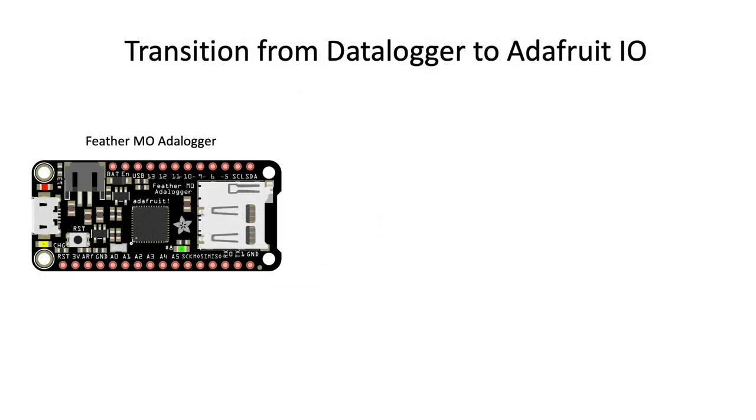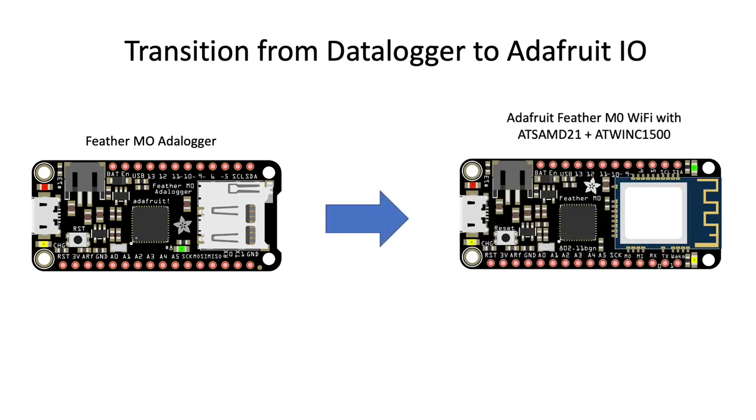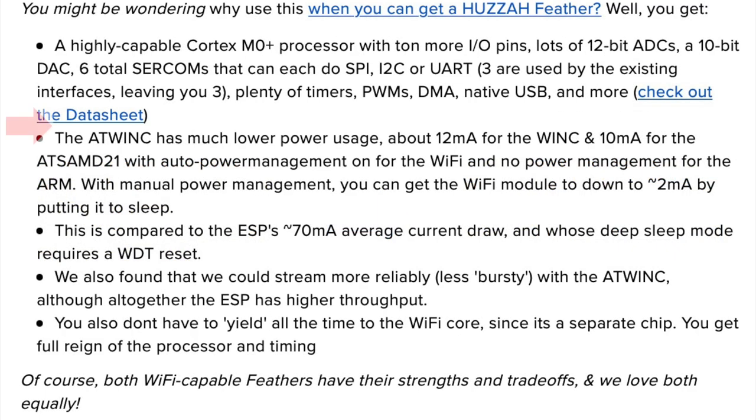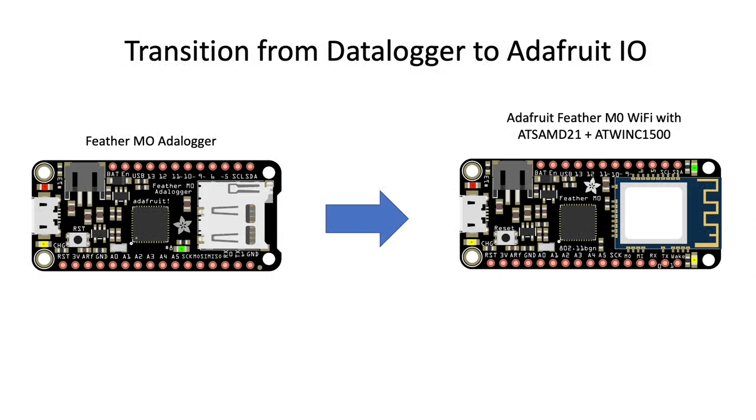In order to take advantage of Adafruit IO, I'll have to migrate my wiring and code from a Feather M0 Adalogger to this Wi-Fi compatible Feather board hosting an ATWINC1500 to facilitate telemetry over Wi-Fi. Now, I know many of you might be wondering why I didn't go with the ESP32 for telemetry. Well, according to Adafruit, the ATWINC1500 has much lower power usage when properly configured, and I also happen to have one of these on hand thanks to a donation from my local makerspace. I'll be exploring power requirements and configurations in a future video.